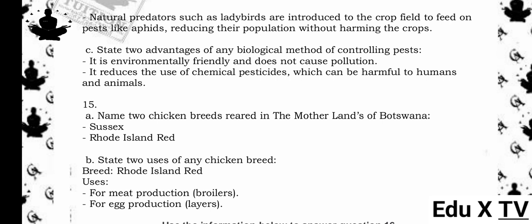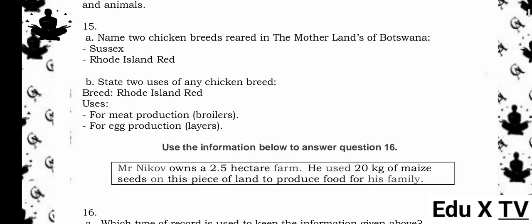C. State 2 advantages of any biological method of controlling pests. It is environmentally friendly and does not cause pollution. It reduces the use of chemical pesticides, which can be harmful to humans and animals. 15. A. Name 2 chicken breeds reared in the motherlands of Botswana. Sussex. Rhode Island Red.